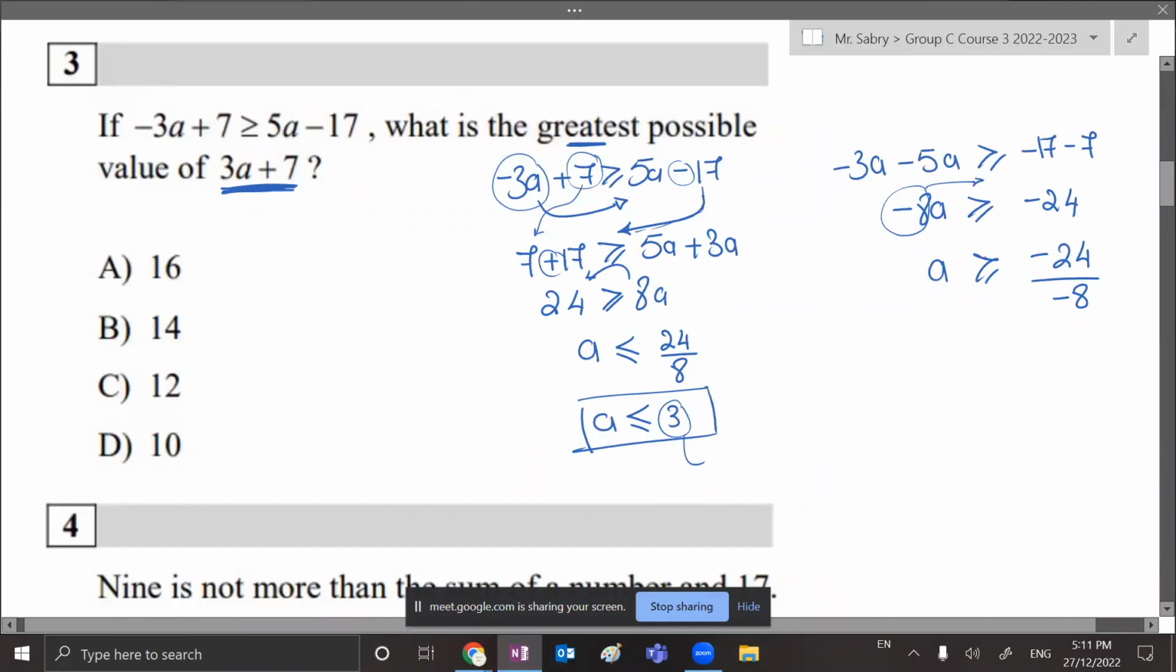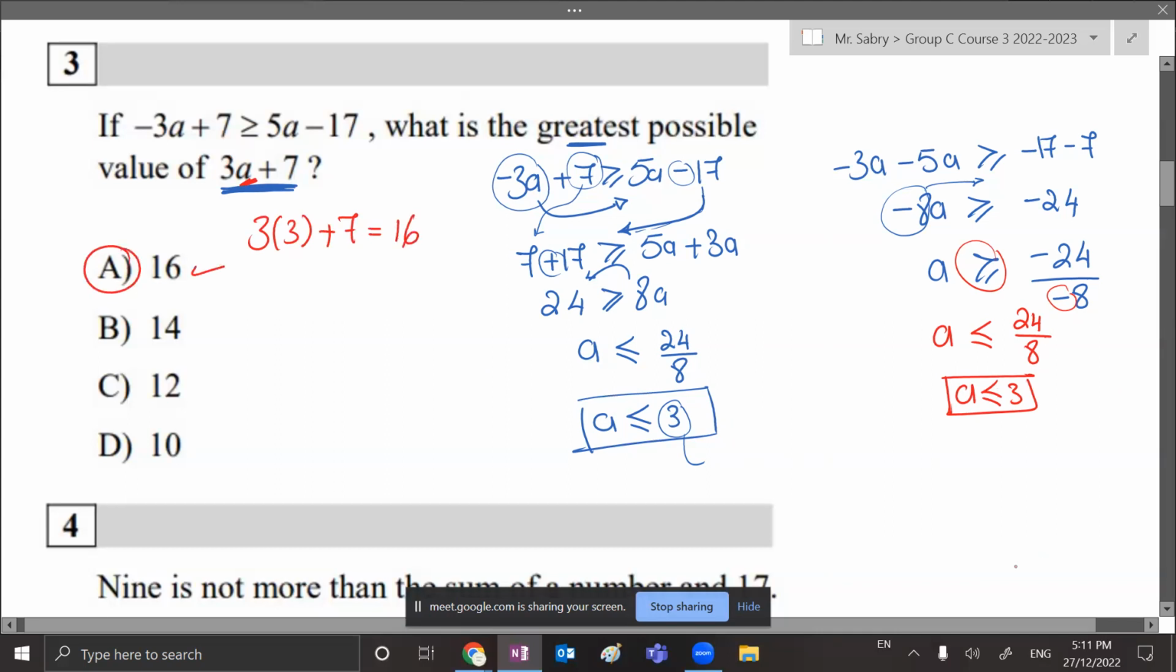Yes, so when I divide by a negative number لازم أفلip الميدل sign, so it becomes this way. 24, the positive 24 divided by positive 8, which means a is less than or equals to 3. So still the biggest possible value for a إنها تبقى ب 3. دي أكبر value ممكن. So I substitute ال 3 دي هنا مكان ال a. 3 times 3 plus 7, and that will give you 16, and that's your largest possible answer. Does that kind of make sense?